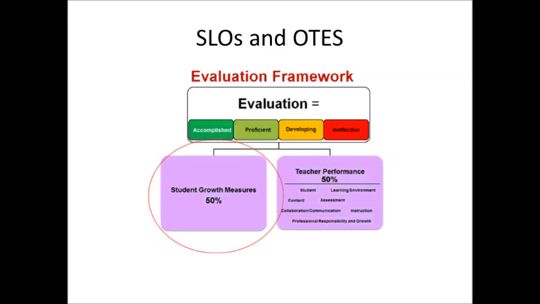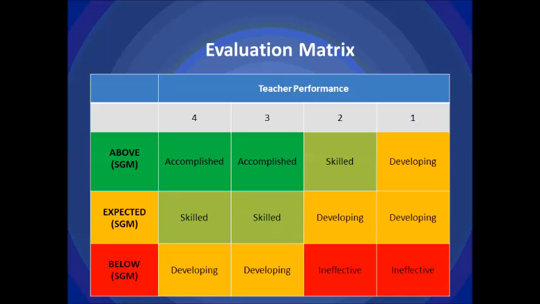So 50% of the student growth measure, whether it is an SLO or data that teachers have, will comprise the overall criteria used to determine where a teacher is rated, either as accomplished, skilled, and that says proficient, but that language has changed to skilled, developing, or ineffective. So you can see where this resides and ultimately what the focus of our presentation is. So we're going to focus specifically on the student growth measure for this presentation.